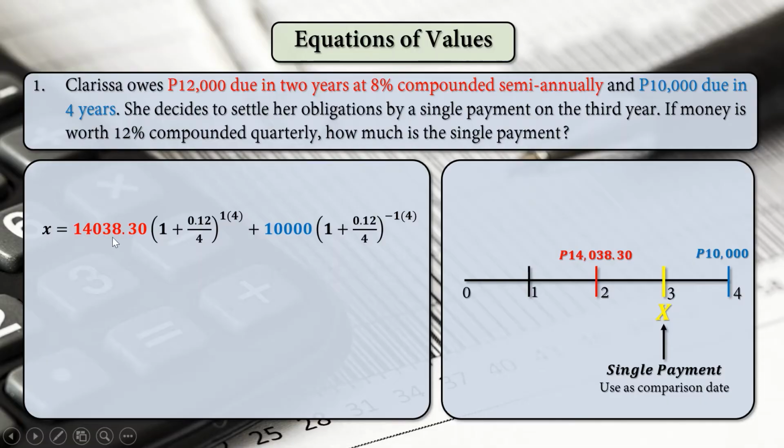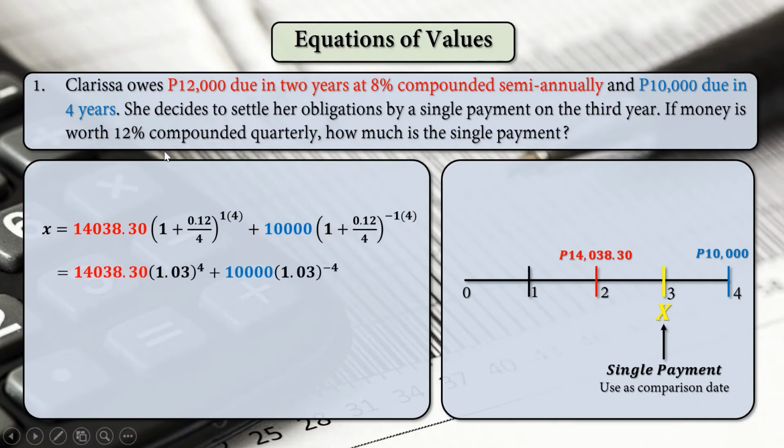So that is 14,038 and 30 cents times 1 plus 0.12 divided by 4 raised to 1 times 4, since 1 year lang yung pagitan ng second and third year. Sa pangalawang obligation niya, that is 10,000 times 1 plus 0.12 over 4 raised to negative 1 times 4. Negative 1 kasi lumampas na siya. In finding for F, kung galing ka sa left, magiging positive siya, yung iyong exponent. And kung galing ka sa right, papuntang left, yung exponent mo is magiging negative. In finding for the future value lang yan.